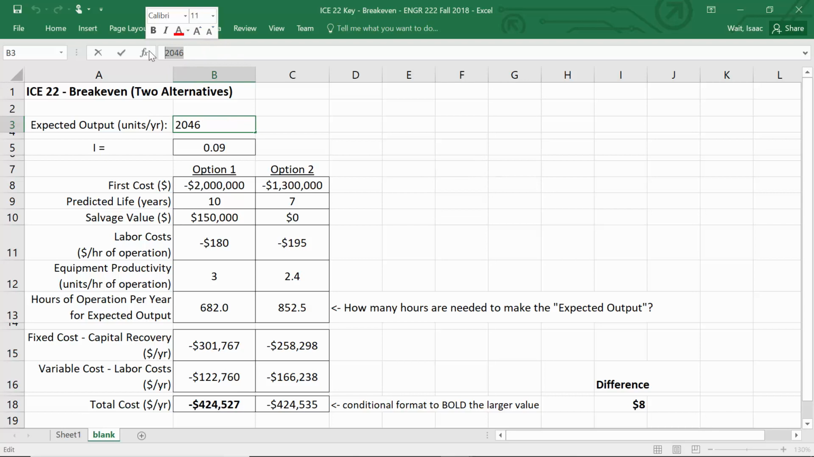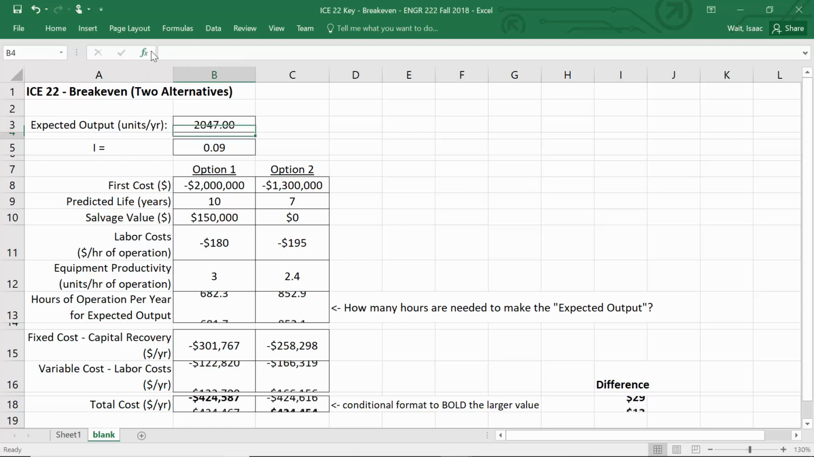And so what we'd say is that if you're making fewer than 2046, then which one is better? So if we make 1,000, option 2 is better. 2045, option 2 is better. But what about 2047? Option 1. And so anything 2046 and greater, option 1 prevails. Less, option 2.